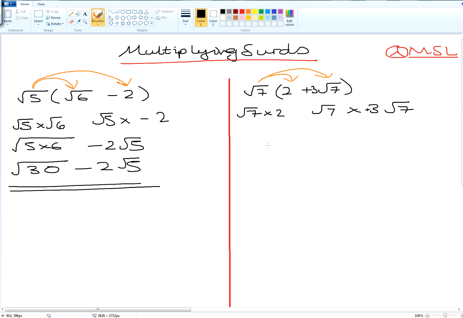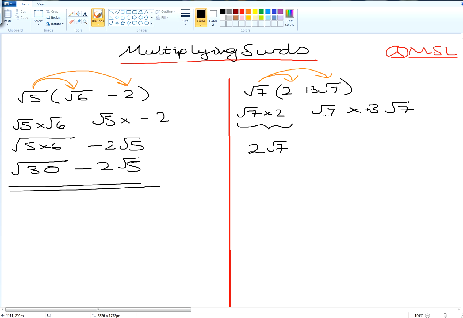Now, at the moment, this part here will simplify down to root 7 times 2. We normally put the number in front of the roots. We don't leave it at the end. It just looks a bit odd. Okay, root 7 times 2 is 2 root 7.